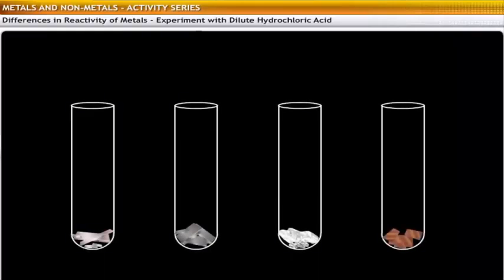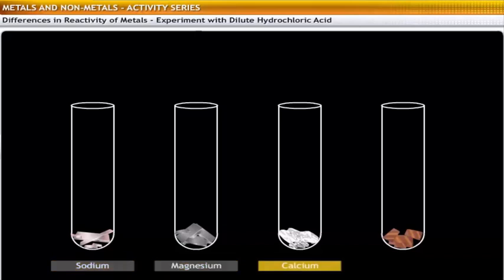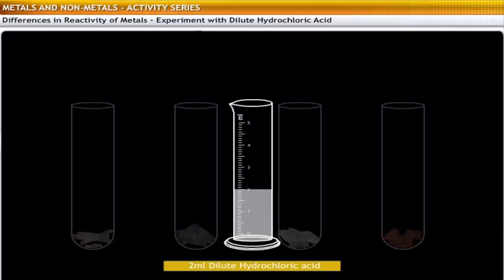You can observe the differences in reactivity of various metals through an experiment. Take samples of 4 metals: sodium, magnesium, calcium, and copper in different test tubes. Add 2 ml of dilute hydrochloric acid or sulfuric acid to each of these samples.